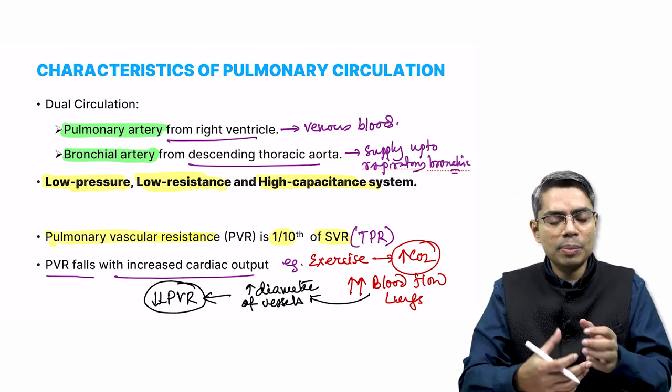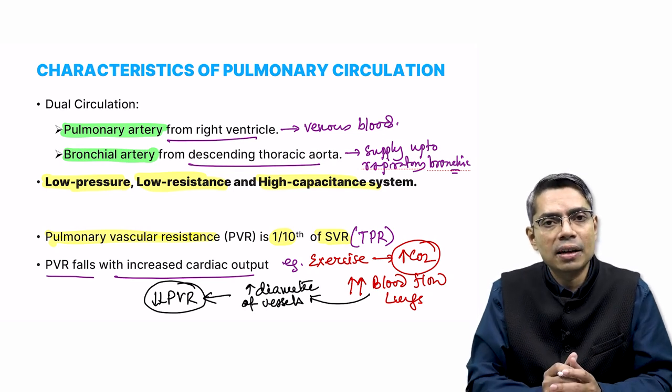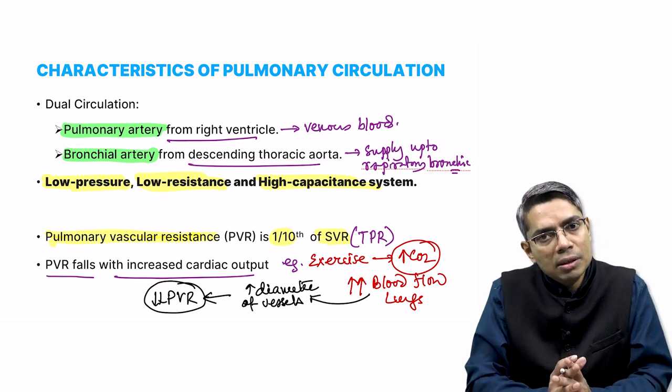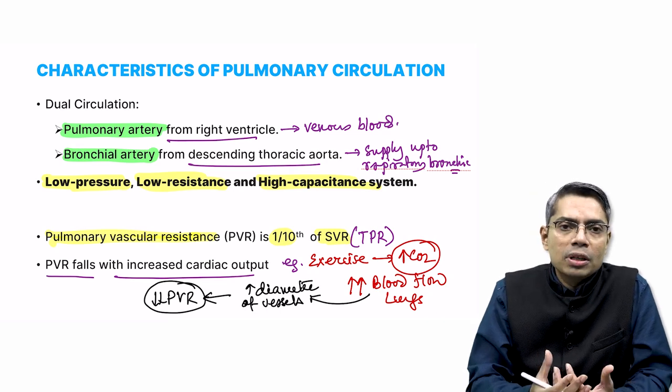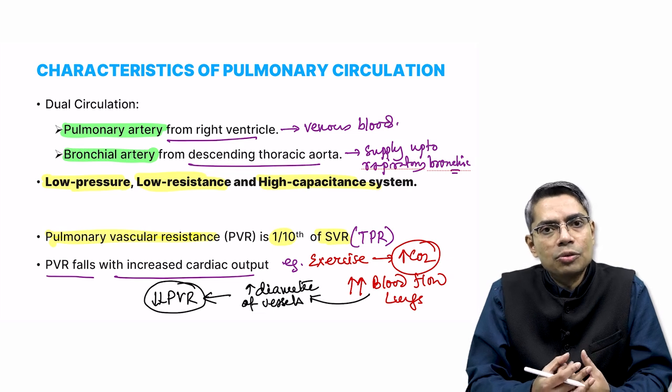The more the blood flow, the more easy dilation of the capillaries and vessels inside the lung. That is known as recruitment and dilation. More capillaries will open, and more dilation of the capillary vessels is going to happen. So pulmonary vascular resistance is going to fall.